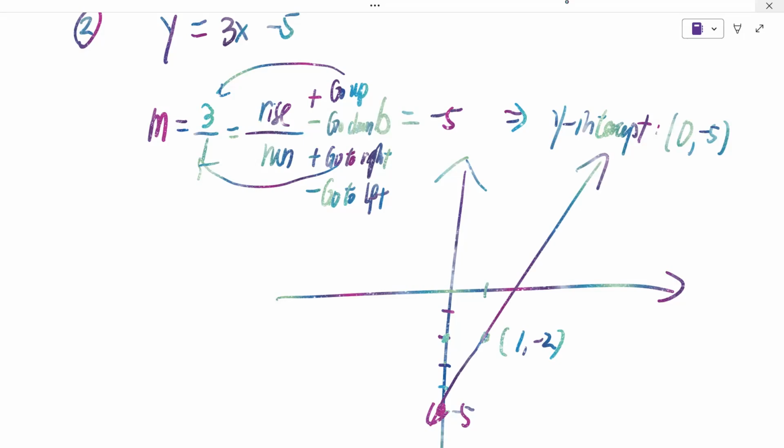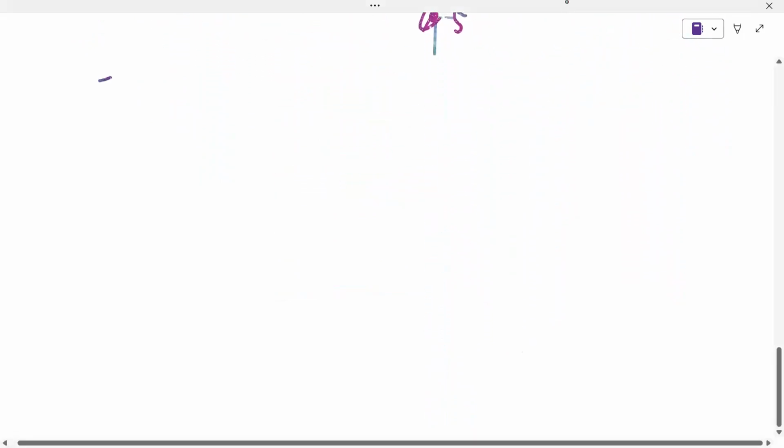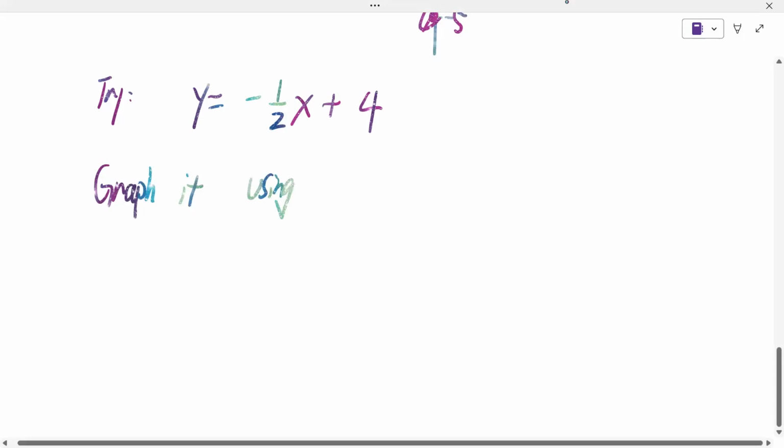All right, so that's basically how you use the y-intercept and slope to graph the line. Let's try another one. Maybe you guys try this. Let's say we get y equal to negative one half x plus 4, and then graph it using the slope and the y-intercept. Okay, let's give it a shot.